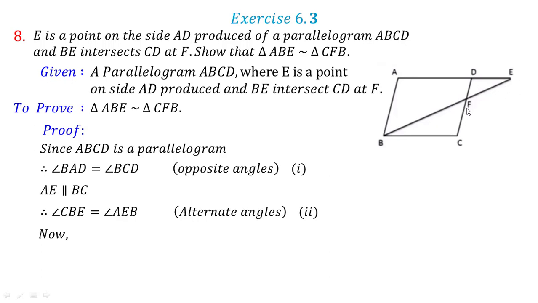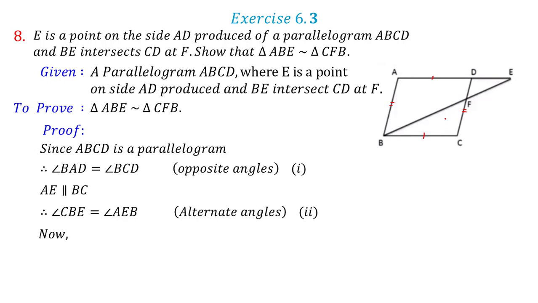We have to show that triangle ABE, this triangle, and triangle CFB, this triangle, are similar. And it is given that this is a parallelogram. So if you see the properties of a parallelogram, opposite sides are equal. So this AD side and this BC side are equal, and this AB side and this CD side are equal.